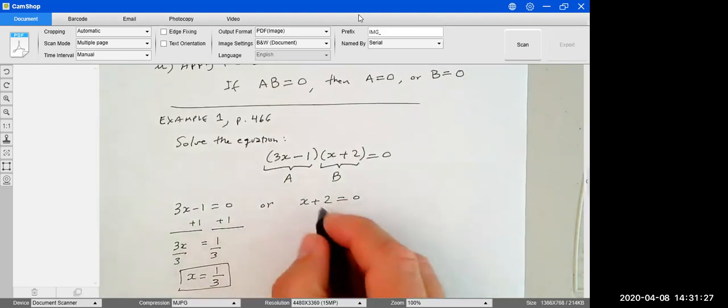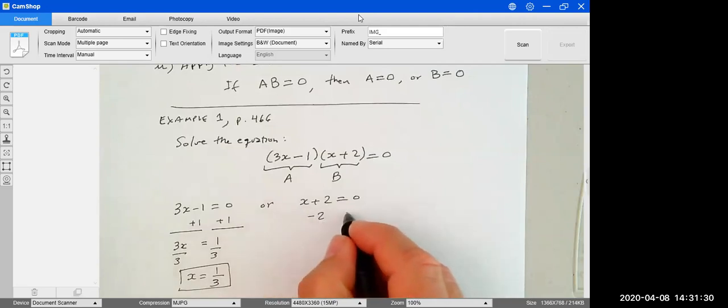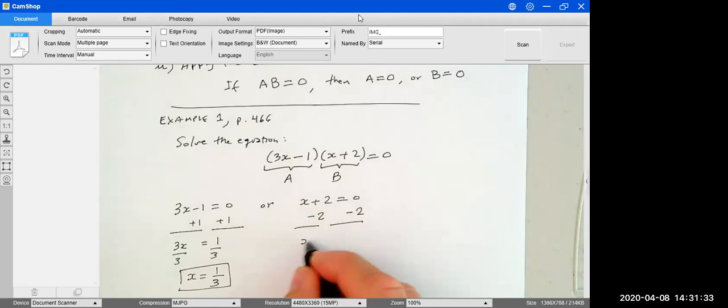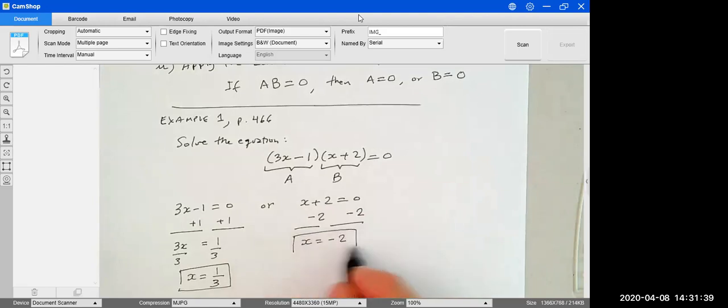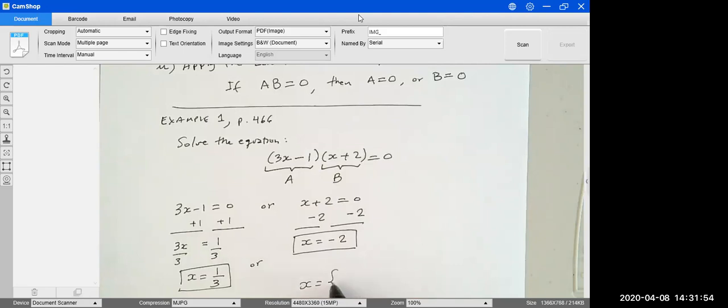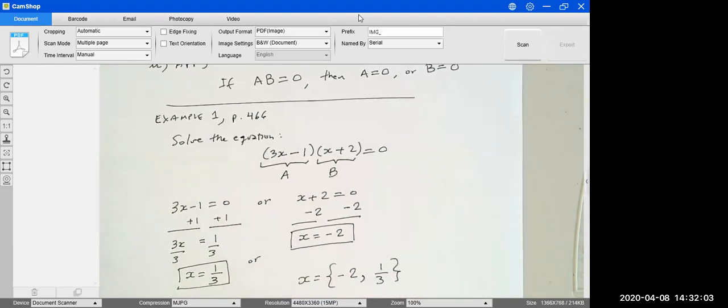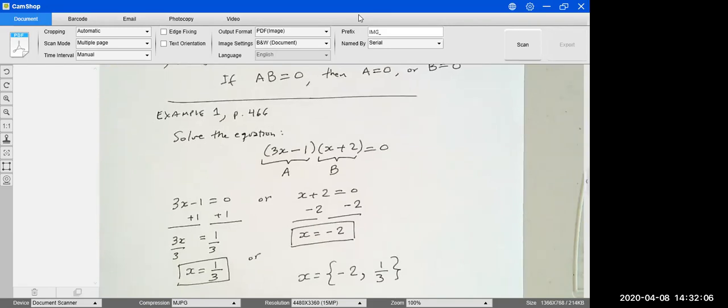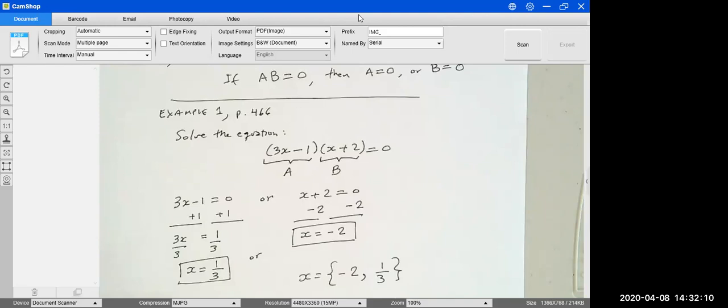Then we have the second case, so we're going to subtract 2 from both sides of the equation, so we end up with x equals negative 2. So there are two possible solutions. So either x equals 1/3 or x equals negative 2. So we write the solutions by using the set notation. So you're going to enumerate the solutions that you find. So this is the final answer: negative 2 and 1/3. So let's solve another problem.